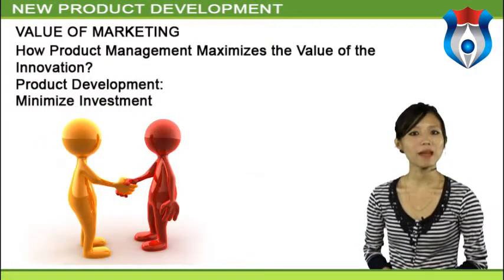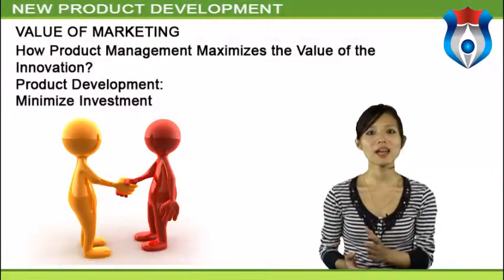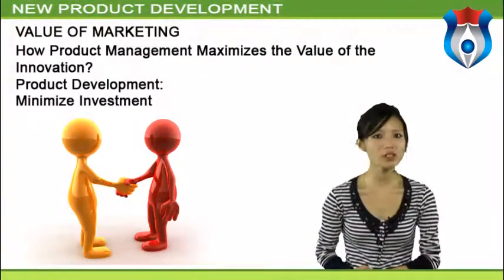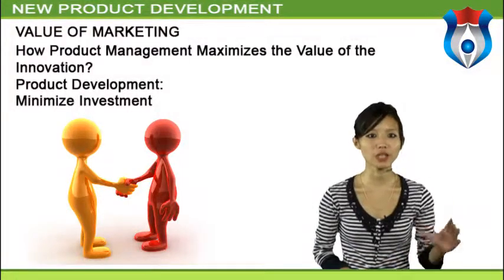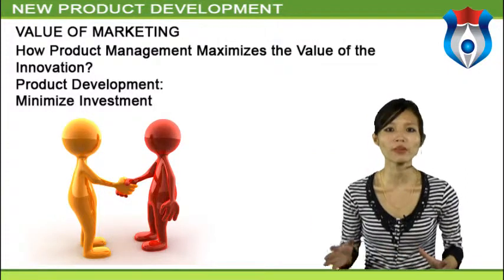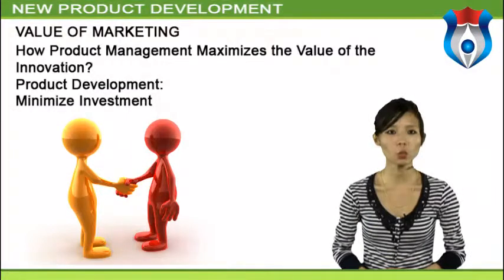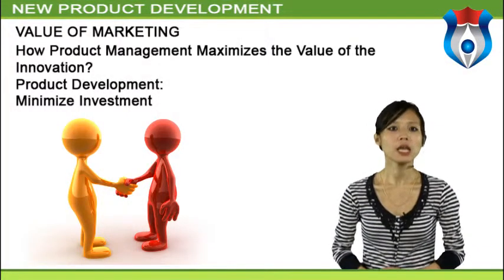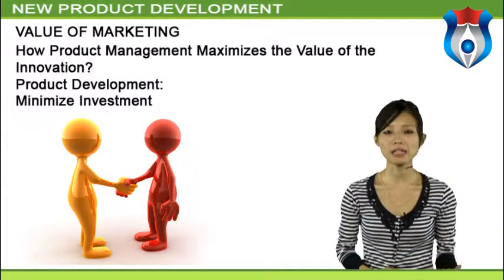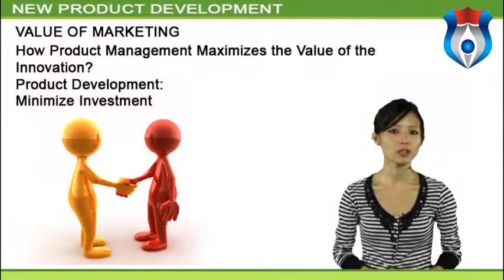How product management maximizes the value of the innovation. Product development. Minimize investment. The primary investment associated with product and services innovation is typically in engineering and operations. Product development plays a key role in ensuring that products are designed and developed as efficiently as possible based on a clear, well-defined upfront specification. It also plays a key role in ensuring operational processes are designed and developed efficiently based on a clear set of requirements both for the product and the customer experience.